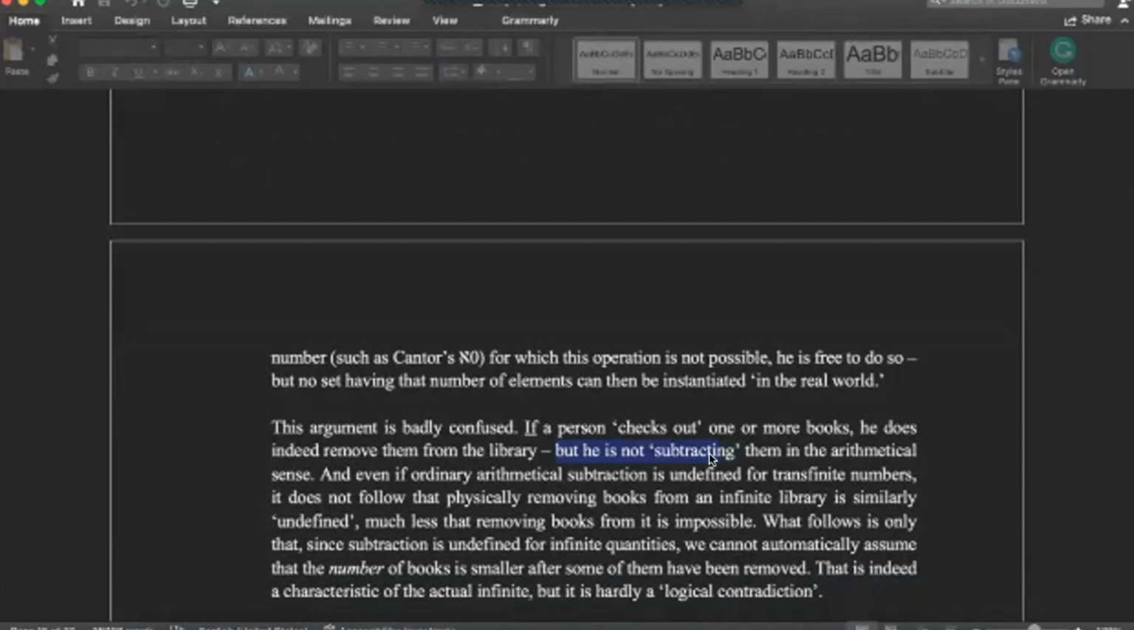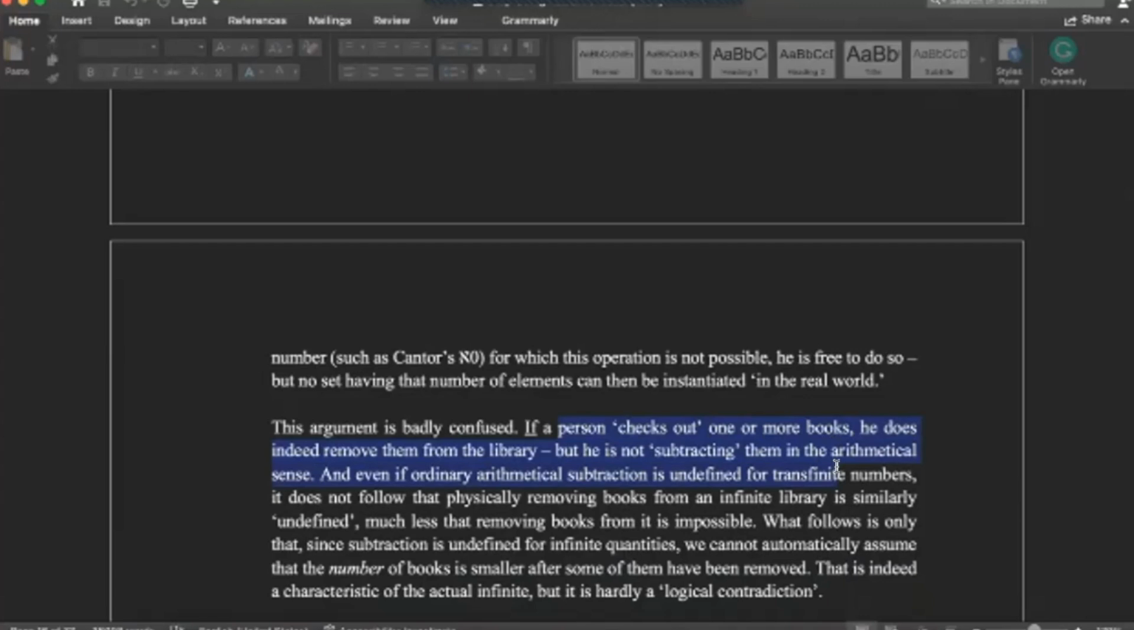And even if, and that's a point that I was making earlier, by the way, we're not subtracting things in the physical world. Subtraction is an abstract function relating numbers. So again, if a person checks out one or more books, he does indeed remove them from the library, but he is not "subtracting" them in the arithmetical sense. And even if ordinary arithmetical subtraction is undefined for transfinite numbers, it doesn't follow that physically removing books from an infinite library is similarly undefined, much less that removing books from it is impossible.